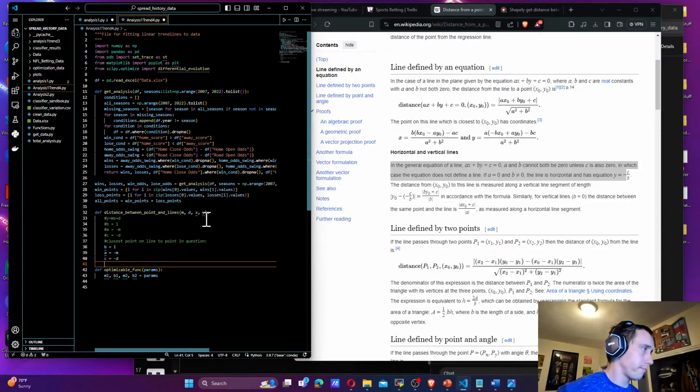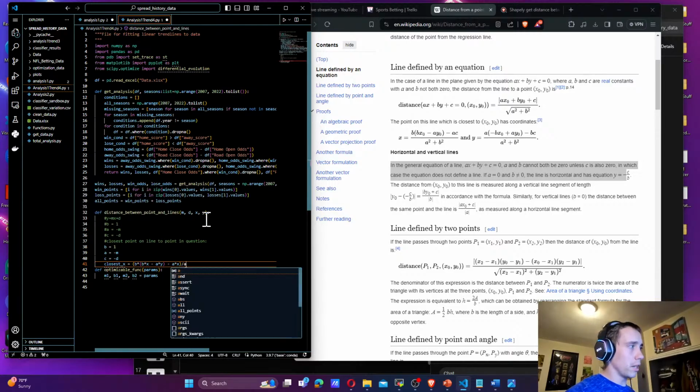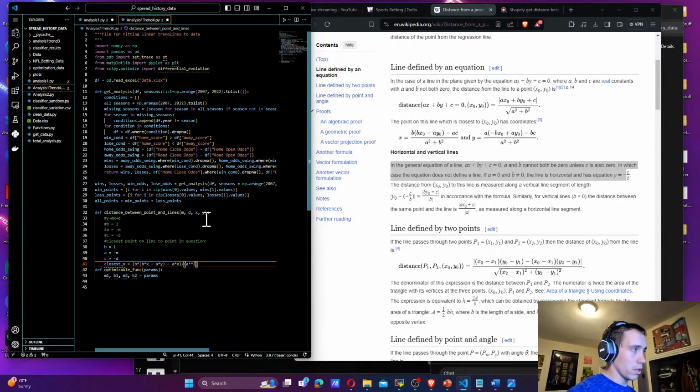Alright, so now we have those defined. Now we could say closest X is equal to B times (B times X minus A times Y) minus A times C, and then take the whole thing and divide it by A squared plus B squared.